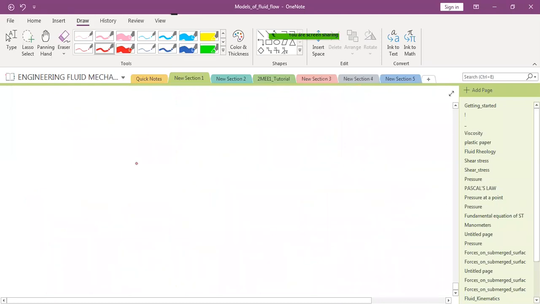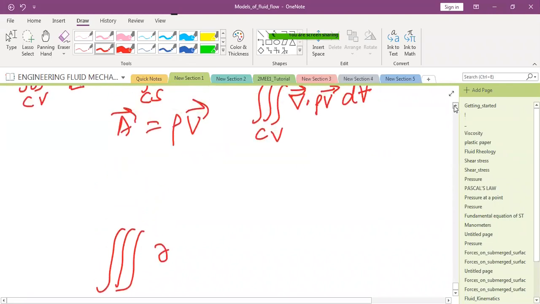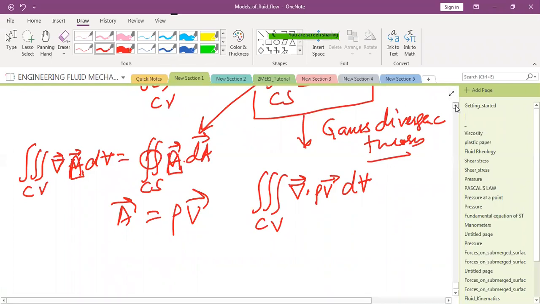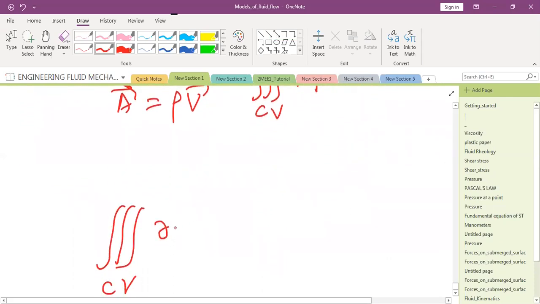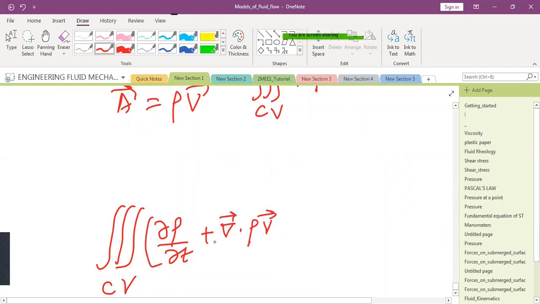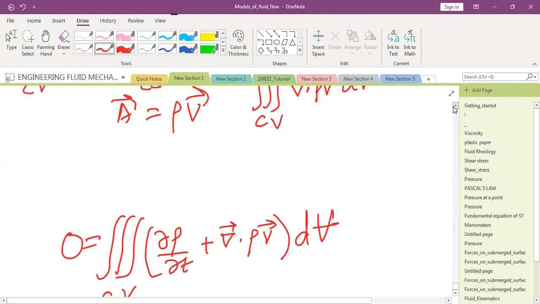So what do you get finally? Now you can take out this as common. You get curly. What should I write down? Curly, here was this also, sorry, curly by curly t also. So I get curly rho by curly t plus, what else? Del dot rho v. This is equal to what? 0. Are you clear?